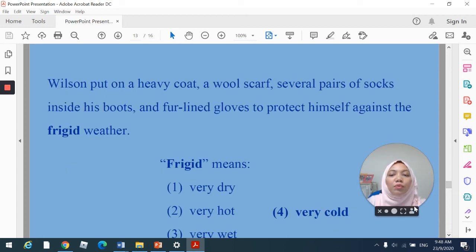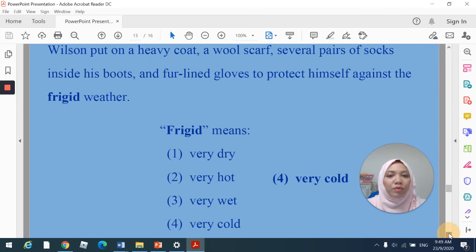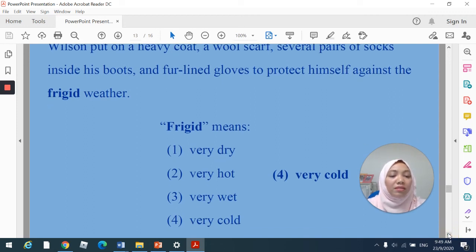Next, Wilson put on a heavy coat, a wool scarf, several pairs of socks inside his boots, and fur-lined gloves to protect himself against the frigid weather. Now, you don't know the meaning of frigid, but with the examples given there, putting on a heavy coat, wool scarf, and then socks, and then fur-lined gloves. When do you wear those things? Is it in hot weather? Is it in very wet weather? No, frigid here means very cold. That's why you wear many layers of clothing.